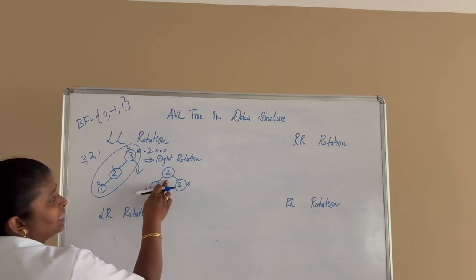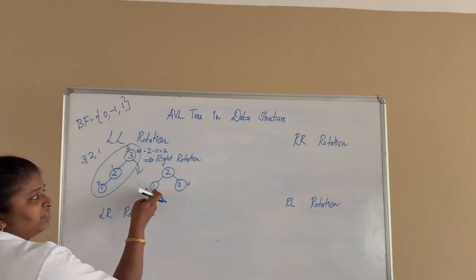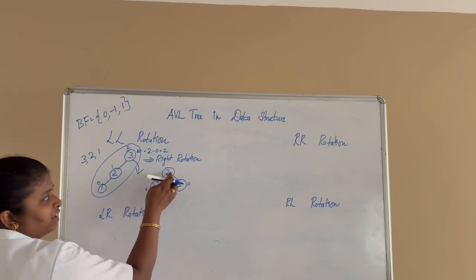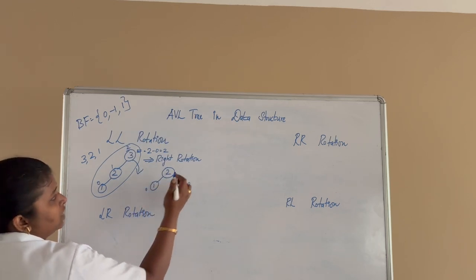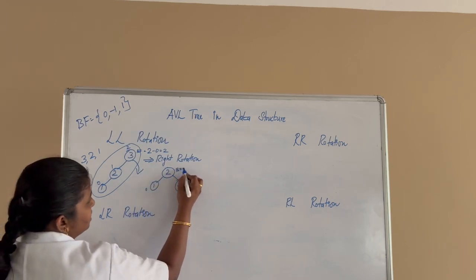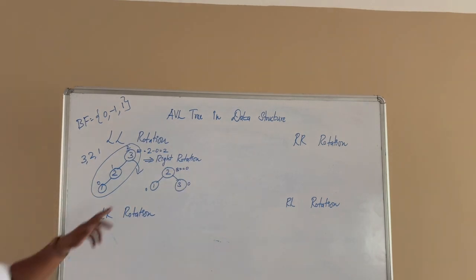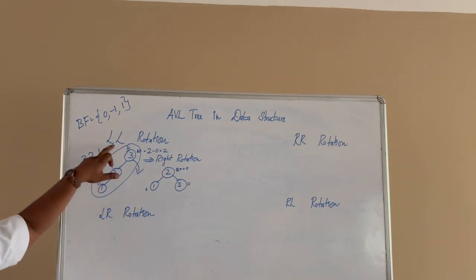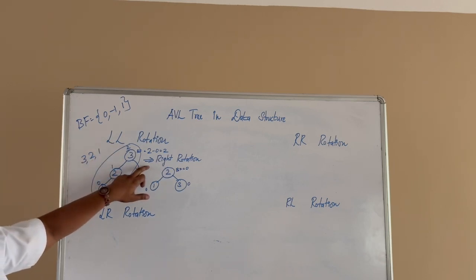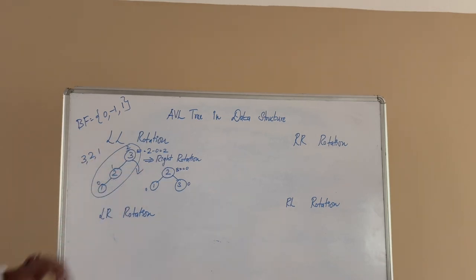And here also it is a leaf node, so the balance factor will be 0. For calculating the balance factor of 2, height of the left subtree, that is 1, minus height of the right subtree, it is also 1, so the balance factor will be 0. Now the tree is balanced. This is called the LL rotation. In LL rotation we will be performing the right rotation.